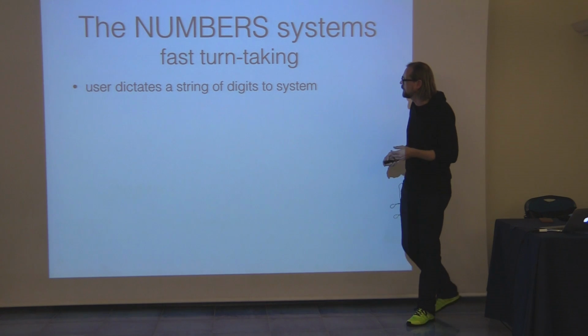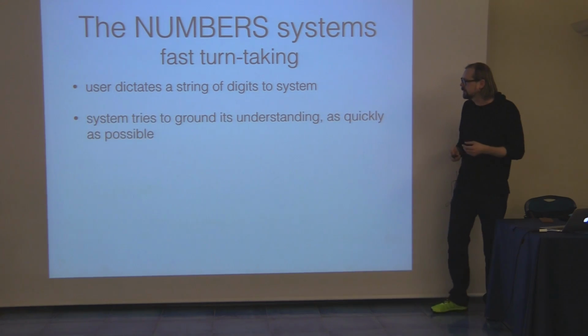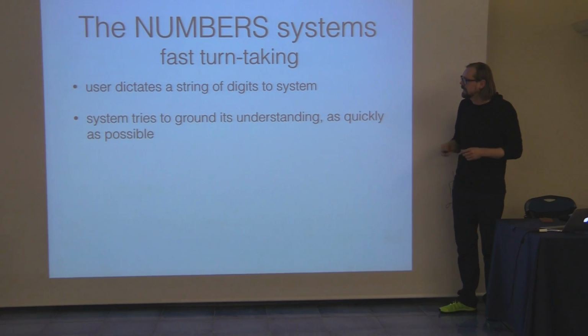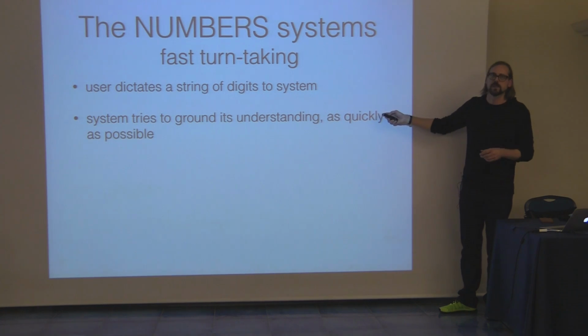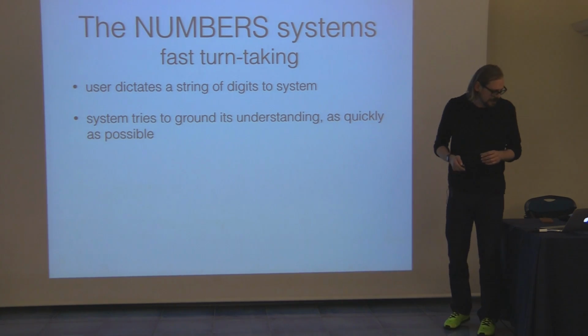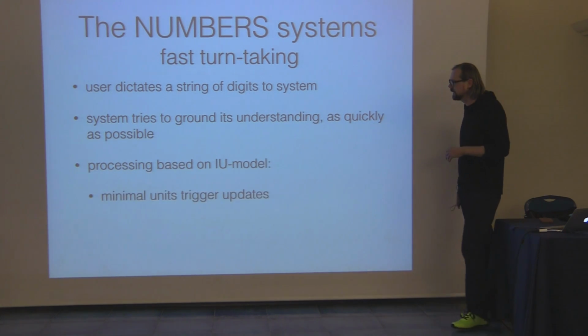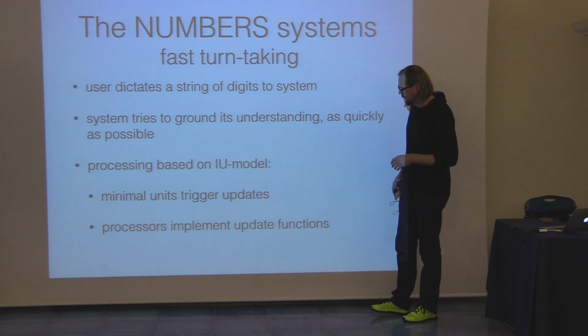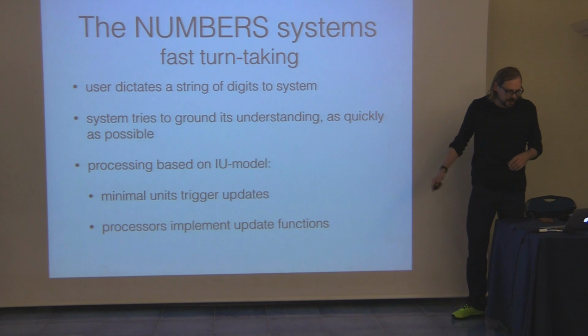So the user dictates a string of digits and the system tries to ground its understanding as quickly as possible, and that's how the behavior is driven. It is really driven by this desire to ground as quickly as possible. The processing based on the IU model. Okay, so here's the example.